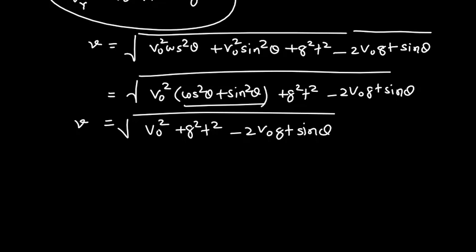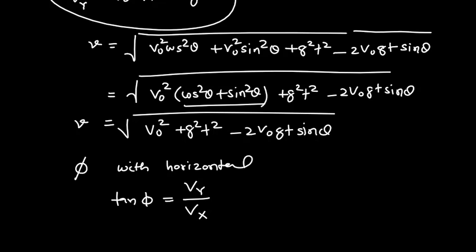And suppose it makes an angle phi with the horizontal. So the angle phi, that is tan phi, can be written as the vertical component of the velocity divided by the horizontal component of velocity, which is equal to v naught sine theta minus gt over v naught cos theta. We can simplify this equation further, and we can write.